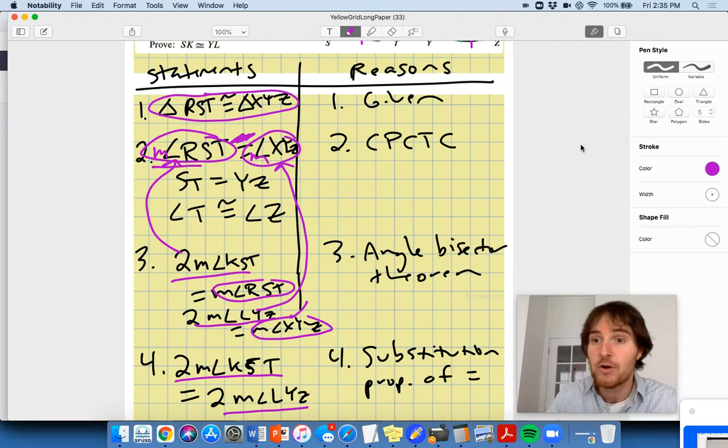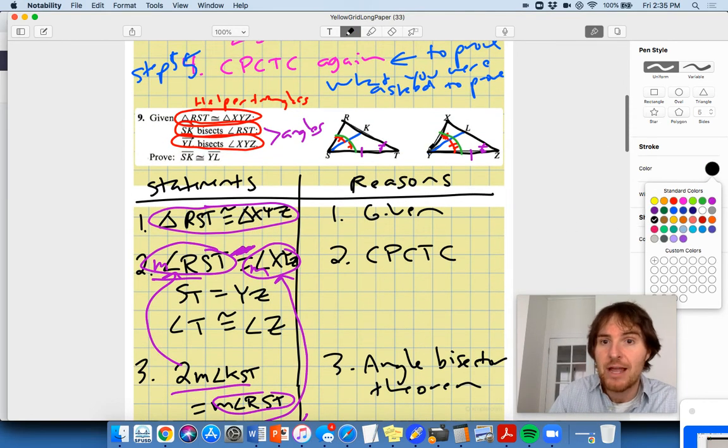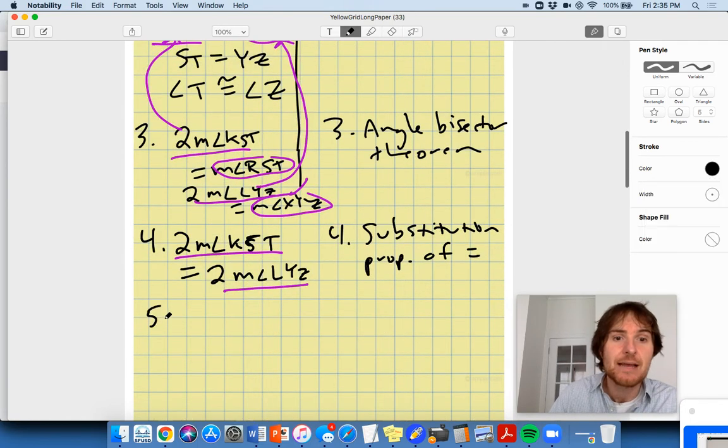And that's important for us in this proof because we're trying to prove this bottom triangle and this bottom triangle are congruent by ASA. That's how this one works. Okay? So then we get step 5.